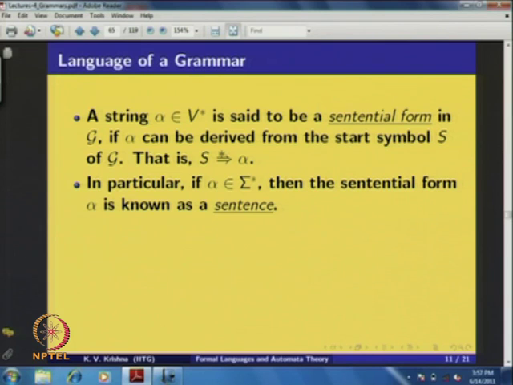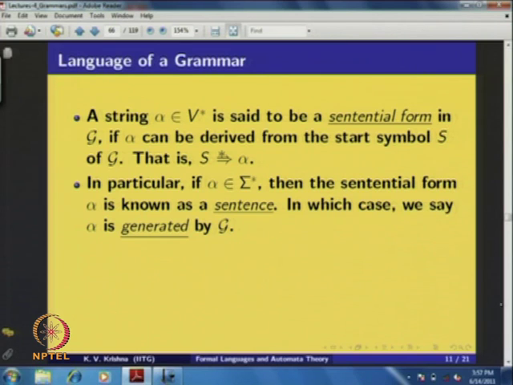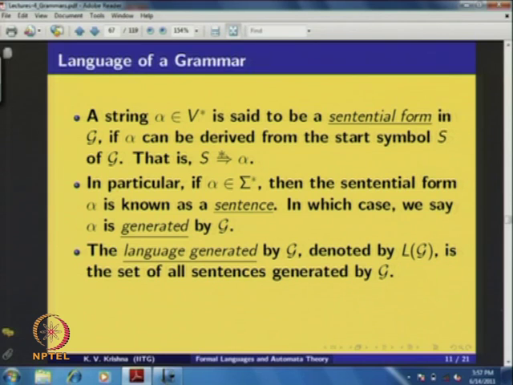In particular, if this alpha is only with terminal symbols, that means if it is an element of sigma star, then that sentential form is called a sentence. In this case, we say alpha is generated by G, and now we formally define the notion of language generated by a grammar G. The language generated by G, denoted by L of G, is the set of all sentences generated by G. That is, L of G is the set of all x in sigma star, those terminal strings which can be derived from the start symbol.